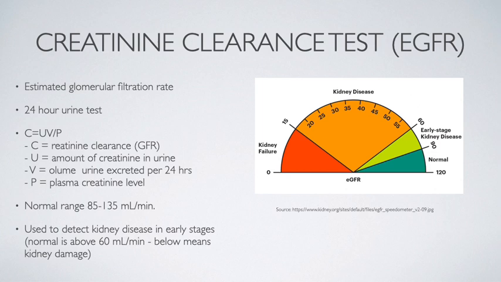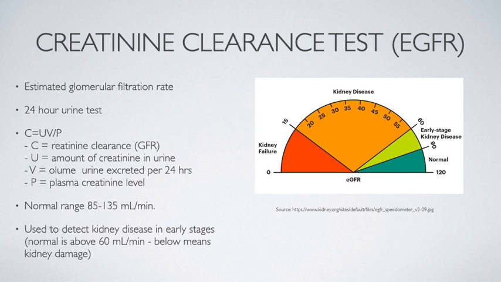So we measure this by the creatinine clearance level. So our glomerular filtration rate, that is what we're trying to achieve. We measure the amount of creatinine in the urine, total, the volume of urine, total, in that 24-hour period, and then divide that by the plasma creatinine level, so how much is in the blood. The normal range for this is about 85 to 135 milliliters per minute, I believe. And then anything under 60 milliliters a minute can be used to detect kidney disease.